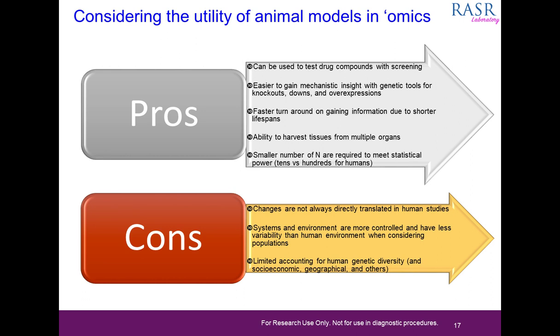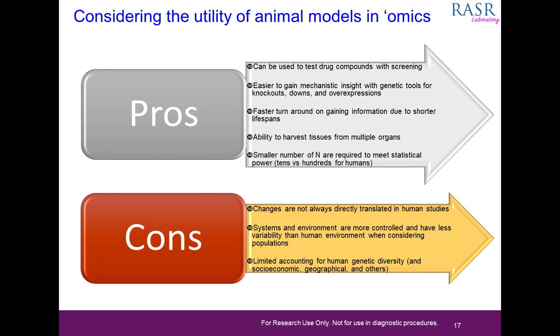But there are some caveats to using animal model systems to fully understand disease pathogenesis. While there's a lot that we can do with animal model systems, such as being able to harvest tissue from multiple organs, being able to use a smaller number of N in order to get good statistical power, being able to do this in a much faster time than we could do with human samples, and all of the tricks that we can play with genetics, there are the cons that sometimes the things that we find in these model systems aren't always directly translated into human studies.